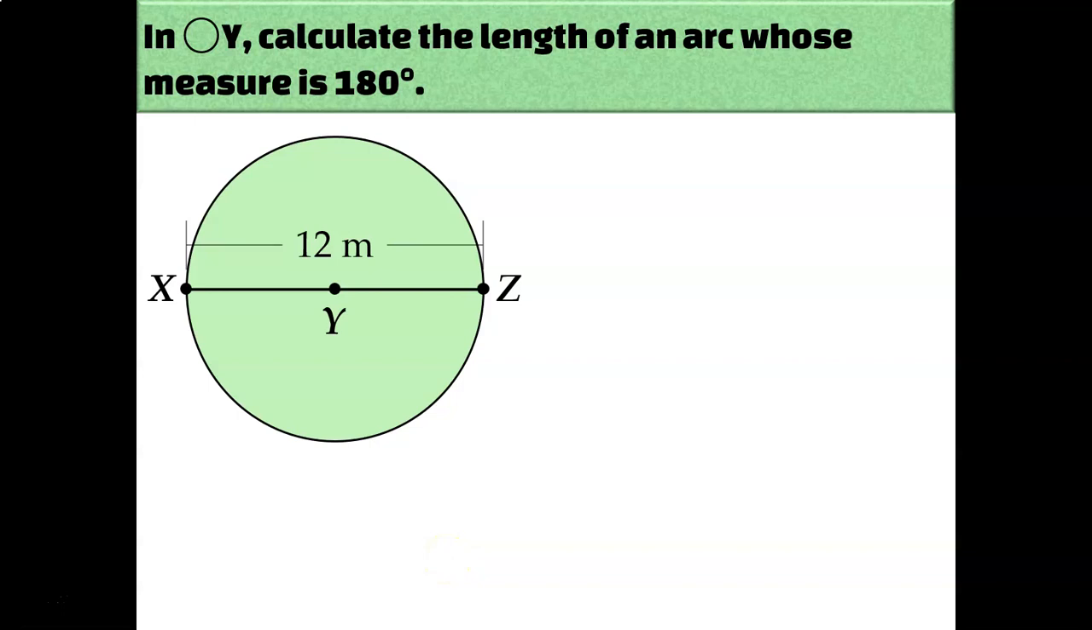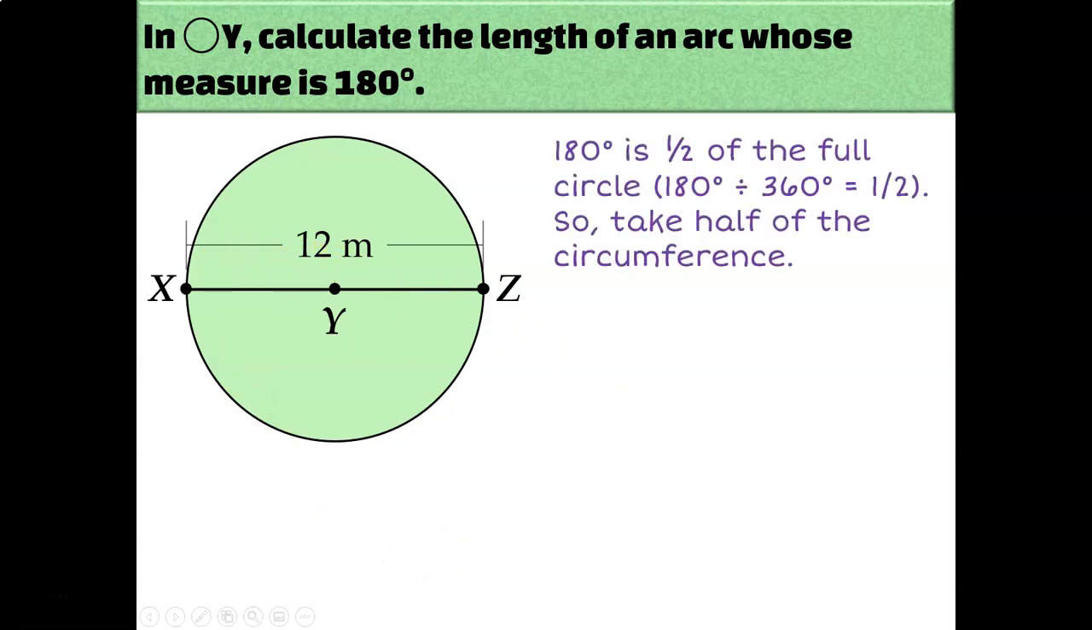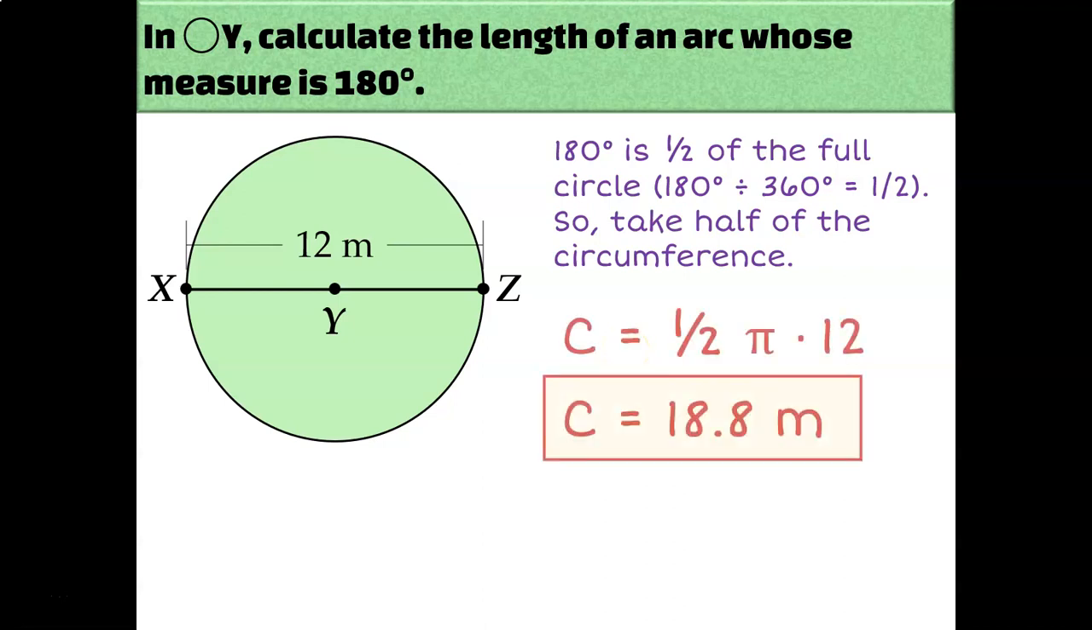What if, per se, we wanted to calculate the length of an arc whose degree measure was 180 degrees, and the diameter of that circle was 12 meters? Well, 180 is half of the whole circle, right? 180 divided by 360 is 1/2, or 0.5. So we could just find half of the circumference of this circle and know that that was equal to an arc of a measure of 180 degrees. So 1/2 of pi d gives me an arc length of 18.8 meters.